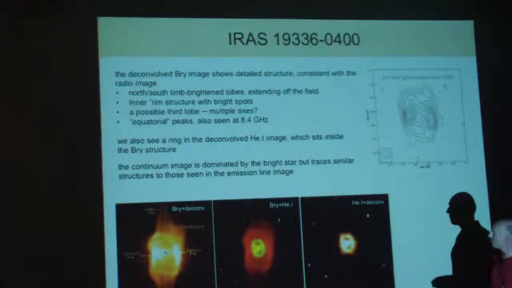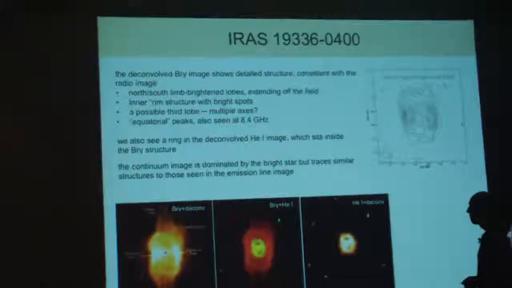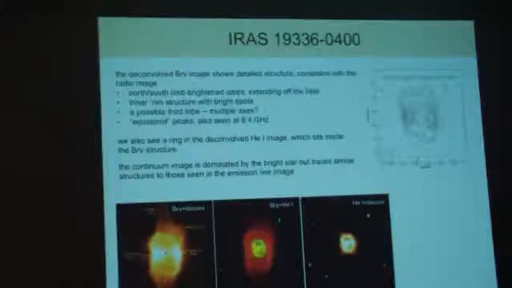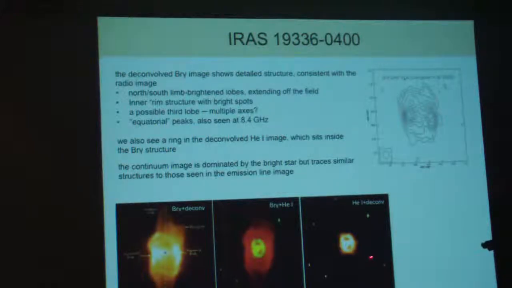We've managed to deconvolve the helium-I line in this object as well. And the helium-I line, 2.058 microns, has this sort of ring-like structure that sits right inside the Brackett gamma emission.